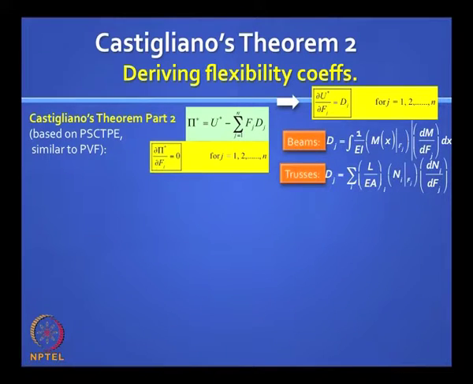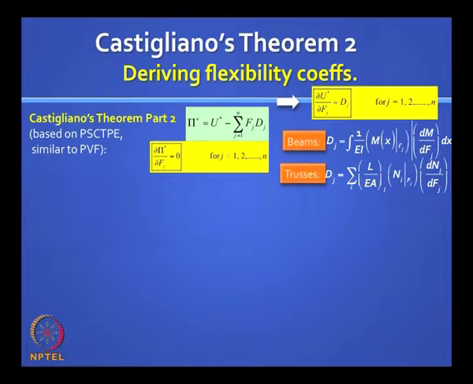If you recall the unit load method, which is the principle of virtual forces, there also we had 1 into dj equal to these quantities. This is the internal work. Now the similarity is that everything is the same except that this expression comes in. What is dm by dFj? It is the small mj that we refer to, the bending moment caused by Fj equal to 1. So if you look at it carefully, they are all the same. They are only different ways of approaching the same problem.